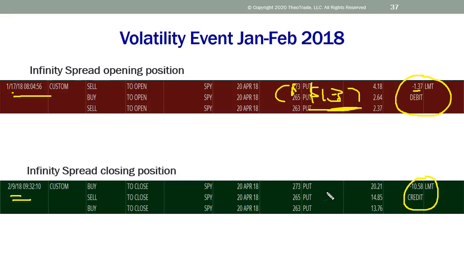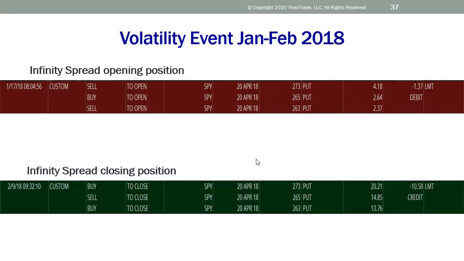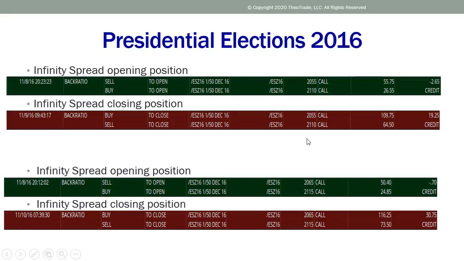What did it make? $1,058. That would only be on one contract. What if you do 10 contracts? You have $1,370 in here to make $10,000 and change. It's over $10,000 in P&L if I were to do 10 contracts, never having more than about $1,300 of risk on the table. And again, these last two events are the times where we coined the term infinity spread.